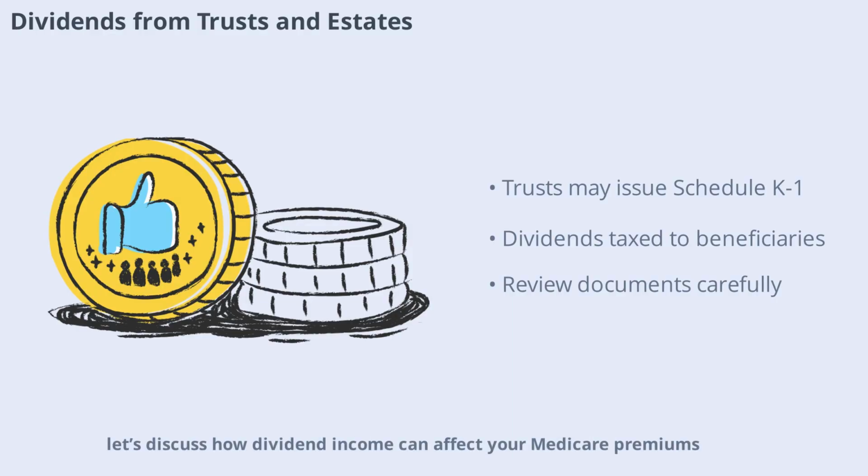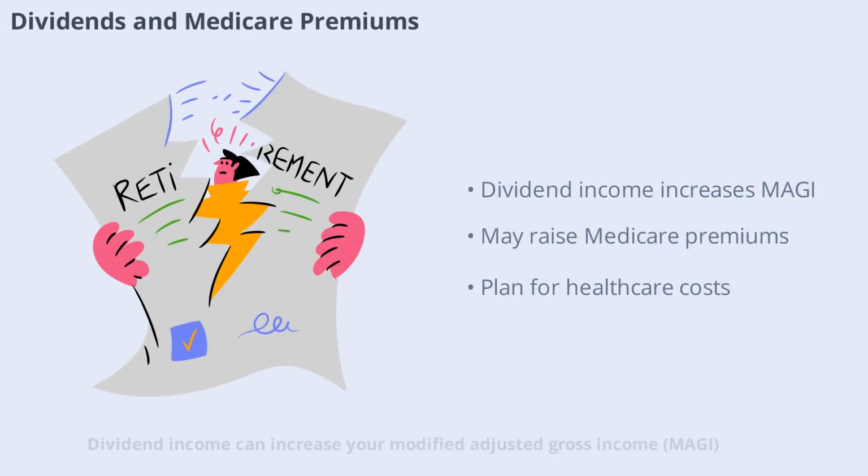Next, let's discuss how dividend income can affect your Medicare premiums. Dividend income can increase your modified adjusted gross income (MAGI), which is used to determine your Medicare Part B and Part D premiums. Higher MAGI can push you into a higher premium bracket, resulting in increased healthcare costs. If you're nearing retirement or already on Medicare, it's important to consider how investment income, including dividends, might affect your premiums.